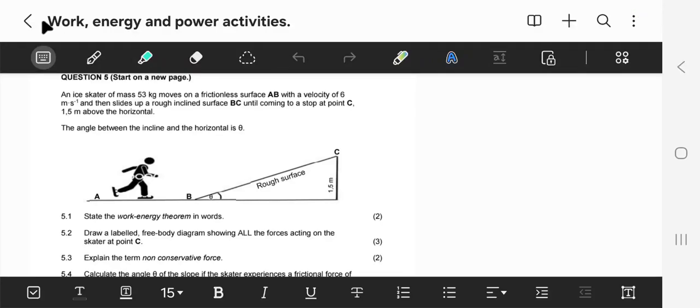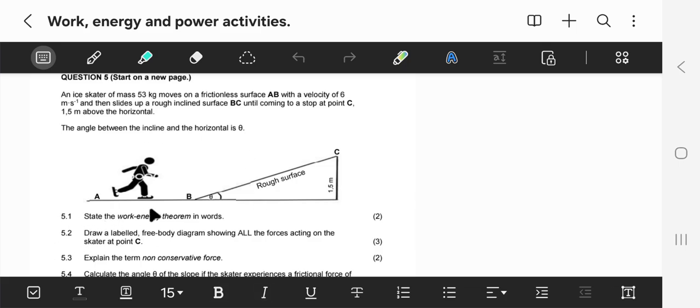So in this video, as you can see on the title, we'll be looking at questions that involve work, energy and power. So here we have a question, and we are told that an ice skater of mass 53 kg moves on a frictionless surface AB with a velocity of 6 meters per second and then slides up a rough inclined surface BC until coming to a stop at point C, 1.5 meters above the horizontal. The angle between the incline and the horizontal is theta.